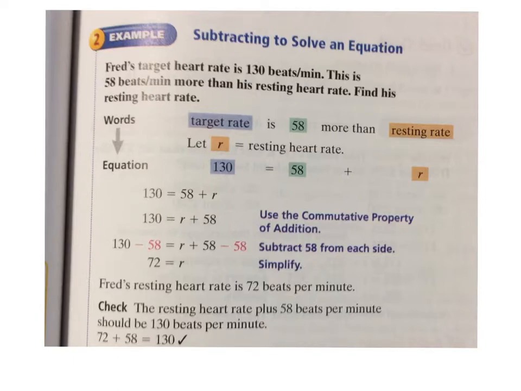And we can see that 130 minus 58 is indeed 72. So his resting heart rate is 72 beats per minute. Again, the check. You go back in, you plug that in. You say, okay, does 58 plus 72 equal 130? And I believe you can add that up. I'm pretty sure that that is true. So our answer of 72 beats per minute is correct.